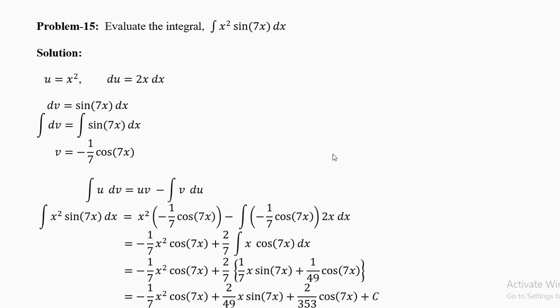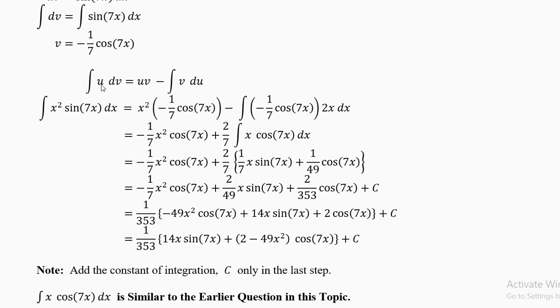Problem 15. Evaluate the integral x squared sine 7x. Now put u equal to x square and dv equal to sine 7x dx. Again, you'll be doing the answer in two portions. First for power 2, then that reduces to power 1, then I have to do for power 1 separately in the margin. Now put u equal to x square, dv equal to sine 7x dx. Now du equal to 2x dx, and integrate, you'll get v equal to minus 1 by 7 cosine 7x.